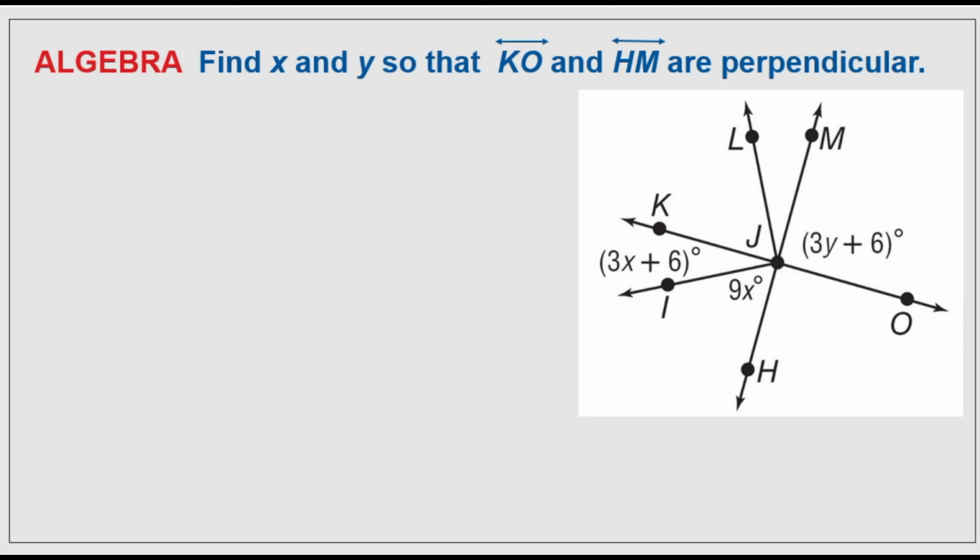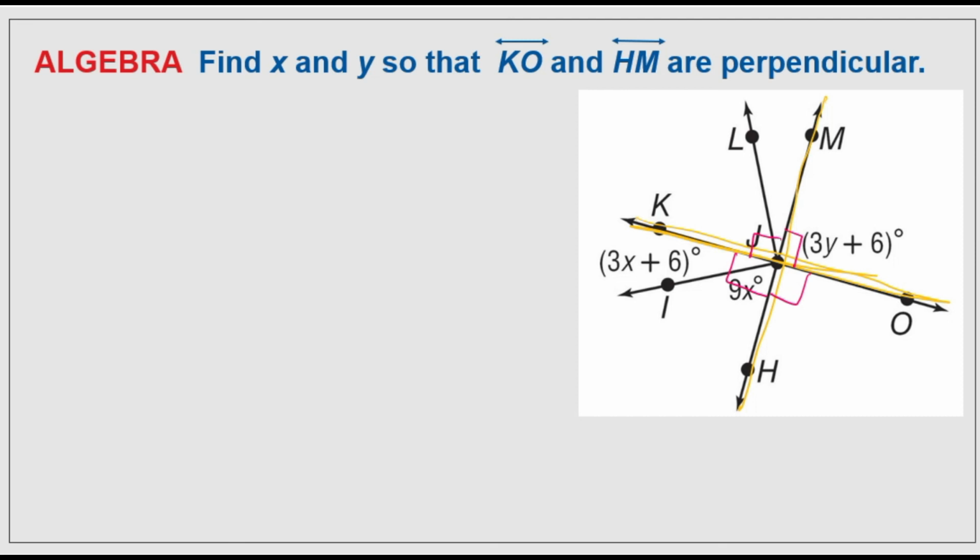The question is to find x and y so that KO and HM are perpendicular. So these two lines are perpendicular. What does that mean? That there are 4 right angles. This angle is 90, this is 90, this one is 90, and this one is 90. Using those properties, we will write equations and solve them to find the values of x and y.